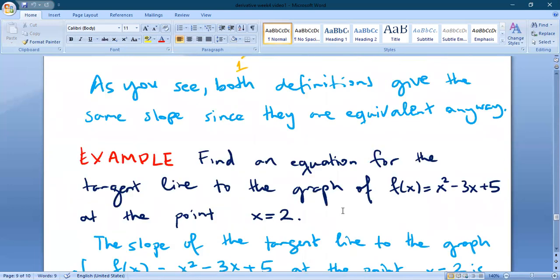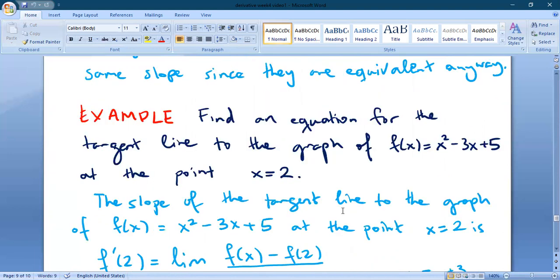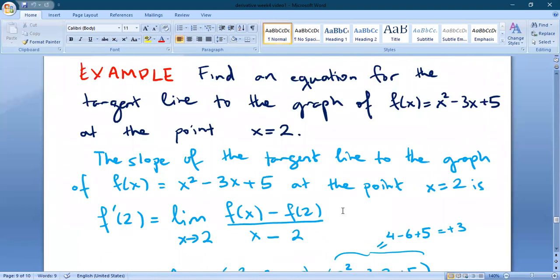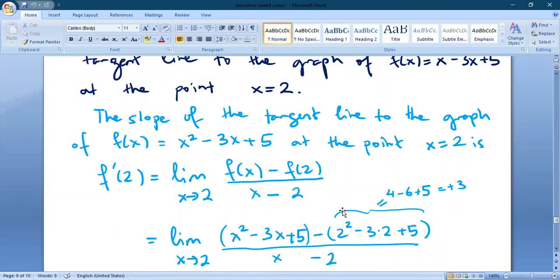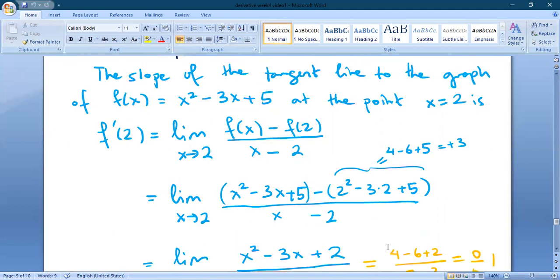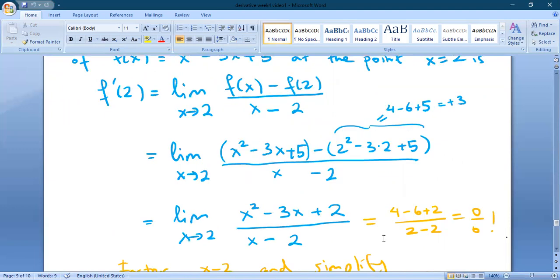Here is another example. Find an equation for the tangent line to the graph of f(x) equals x squared minus 3x plus 5 at the point x equals 2. First, we need to find the slope of the tangent line to the graph of this function. So we write f prime of 2 equals the limit as x goes to 2 of (f(x) - f(2)) over (x - 2). And then we write f, which is x squared minus 3x plus 5, minus, we put 2 into the function, which gives this expression 2 squared minus 3 times 2 plus 5, all over x minus 2. So if we simplify the numbers here, the top will be x squared minus 3x plus 2 all over x minus 2.